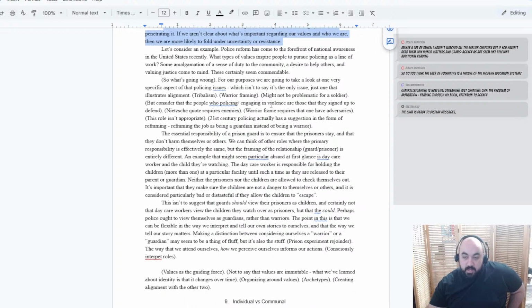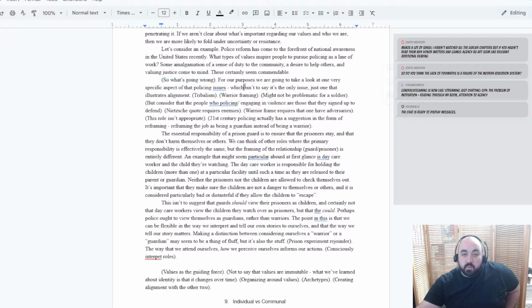Let's consider an example. Police reform has come to the forefront of national awareness in the United States recently. I wrote this around the time of the George Floyd stuff. What types of values inspire people to produce policing as a line of work? Some amalgamation of a sense of duty to the community, a desire to help others, and value in justice come to mind. These certainly seem commendable. So what exactly is going wrong?